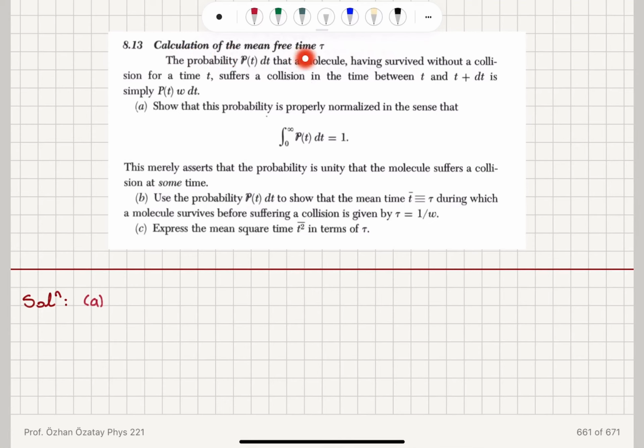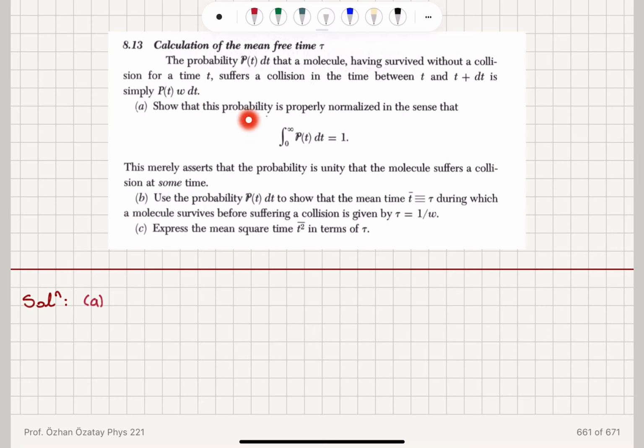Calculation of the mean free time tau. The probability P of t dt that a molecule having survived without a collision for a time t suffers a collision in the time between t and t plus dt is P of t omega dt. So it didn't suffer a collision, now it suffers a collision in the time interval dt.